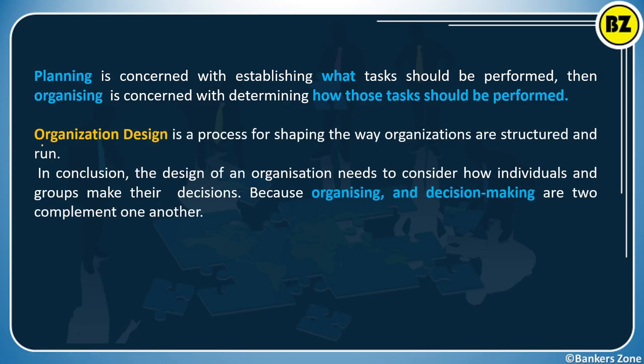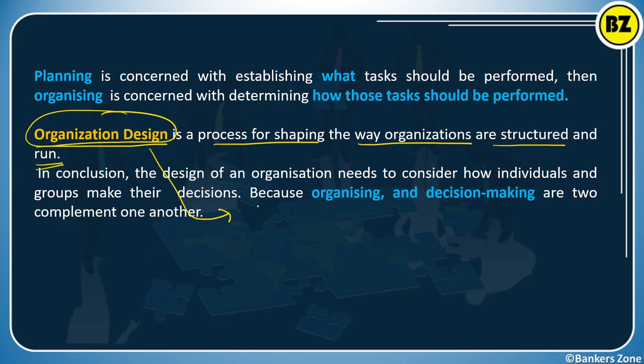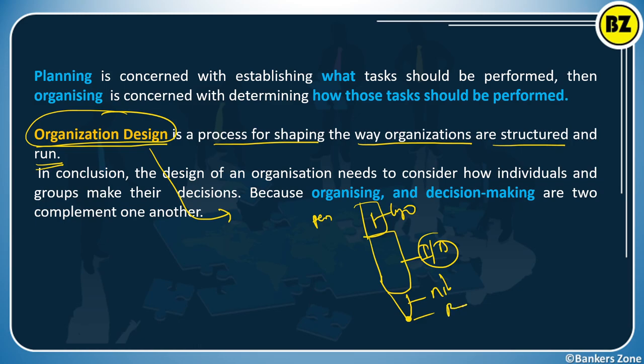Now there is organization design. It is a process for shaping the way organizations are structured and run. See, design means what? Basically, a prototype design. If I say this is the design of a pen, for example, simply see, this is the cap, this is the body of the pen, here is the nib of the pen, and here is the tip of the pen. Here is the logo of the pen, here is the ink box for the pen, right? So this is the basic structure, basic design, right?